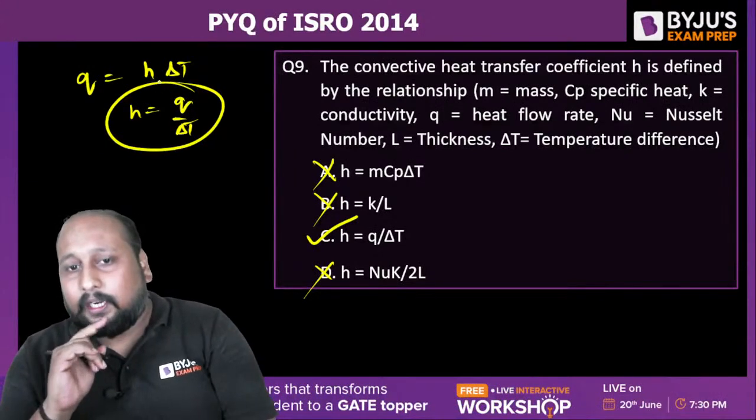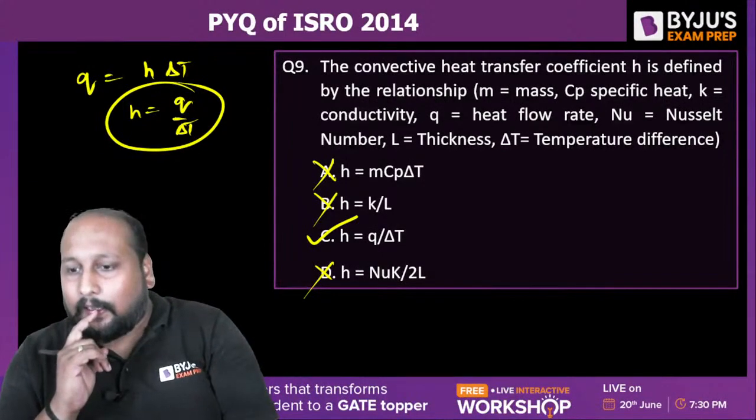So it should be heat flux. Right. Now, if I talk about option D, how can we say option D is correct? How can we say option D is correct?